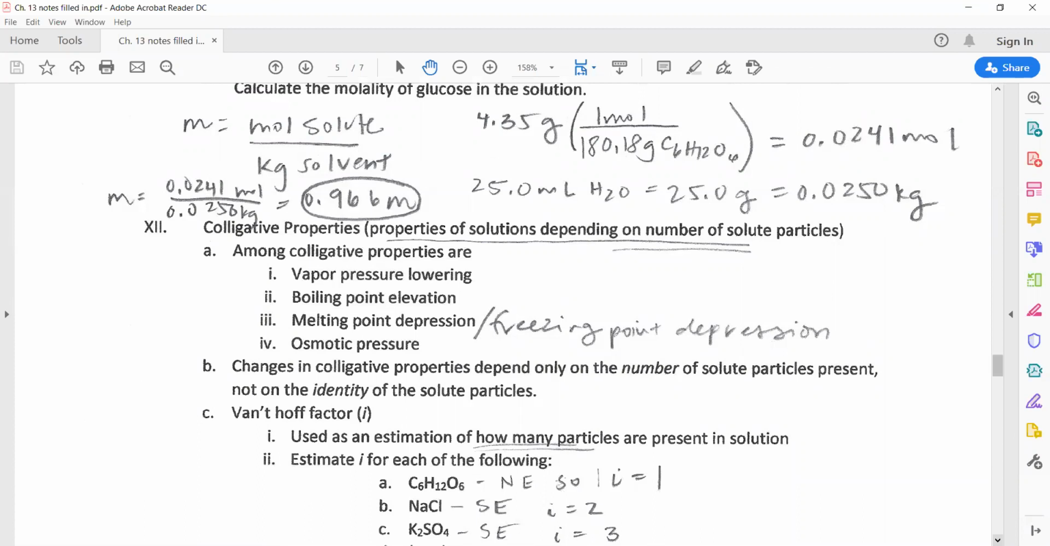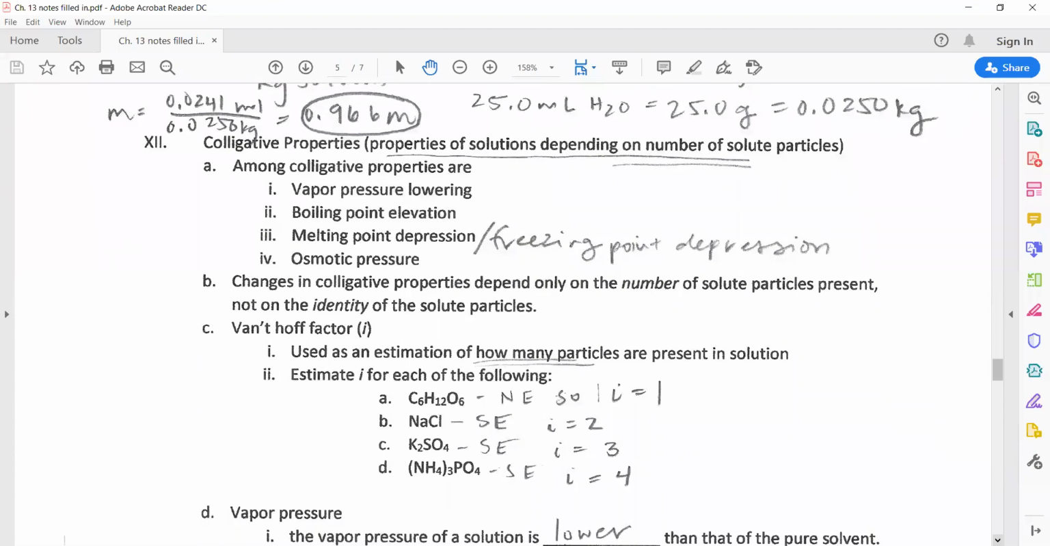So when we're talking about solutions, there are certain properties that change when you dissolve solute into solutions. And these are called colligative properties. They depend on the number of solute particles, meaning the more solute particles you dump in there, the greater these properties change. And the four that we will run through are vapor pressure, boiling point, melting point, which remember melting point and freezing point are the same, and osmotic pressure.